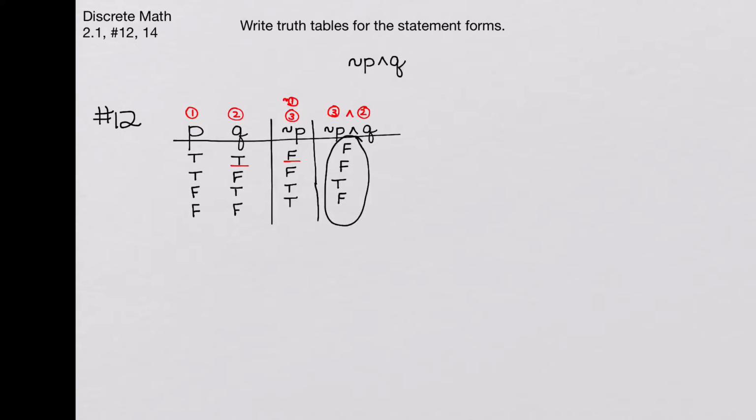All right, so let's go on to 14. Now in 14, let's see what we have for 14. We have P and Q and R. And notice that Q and R is in parentheses.